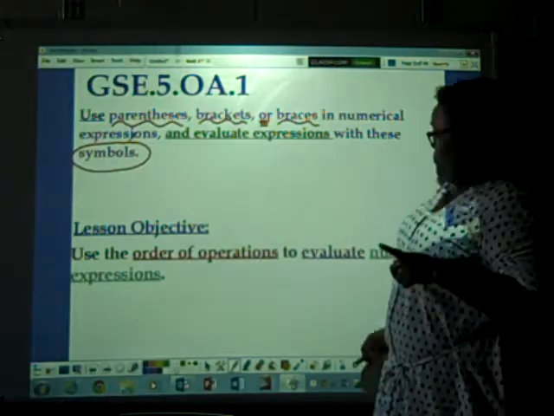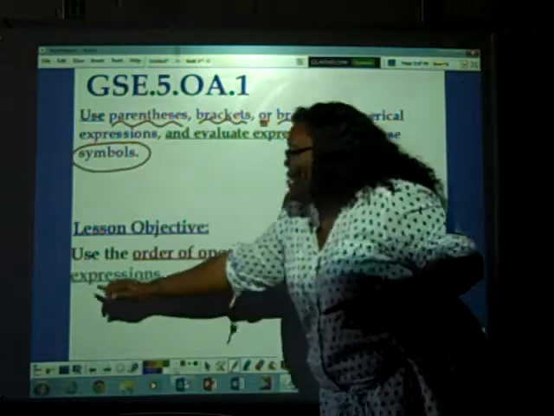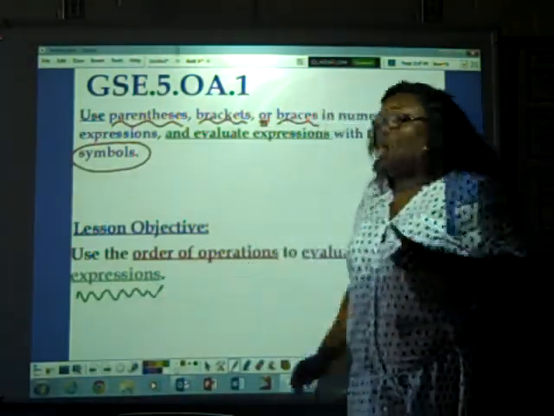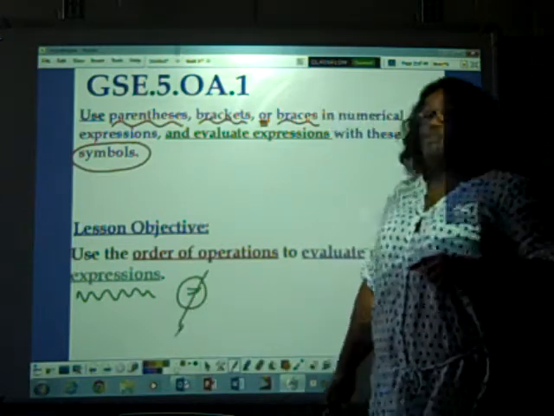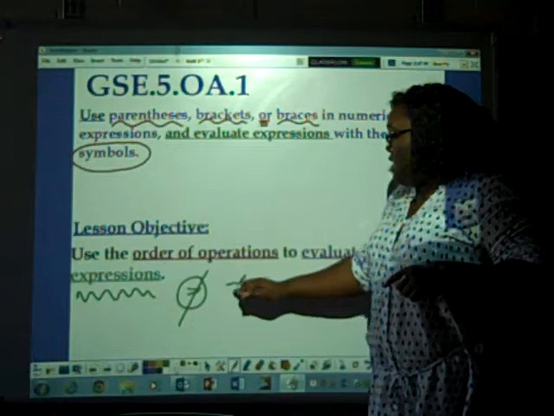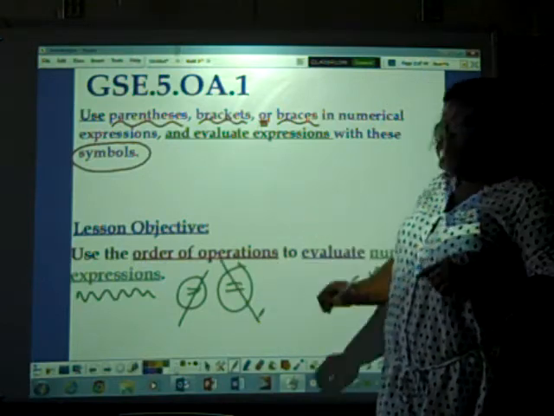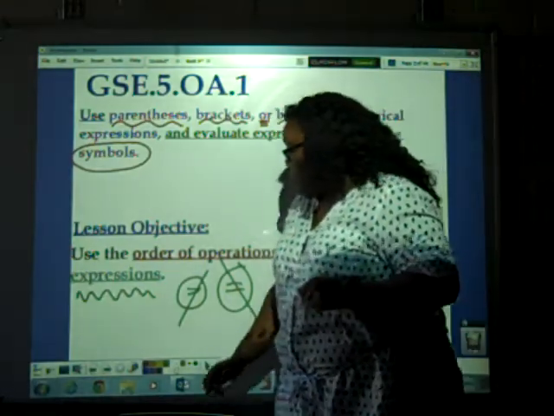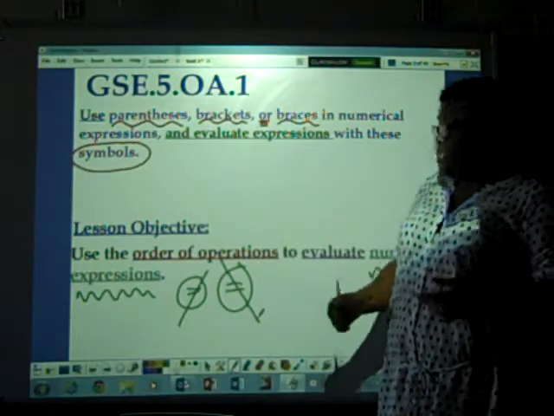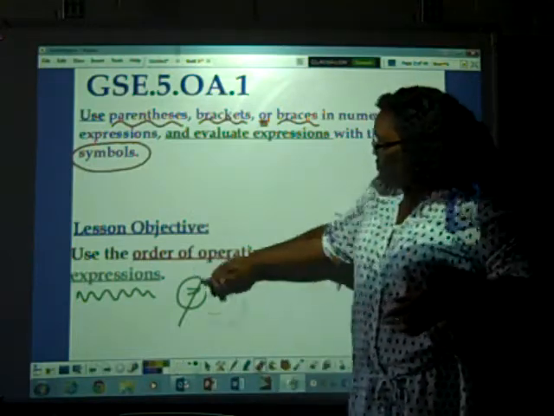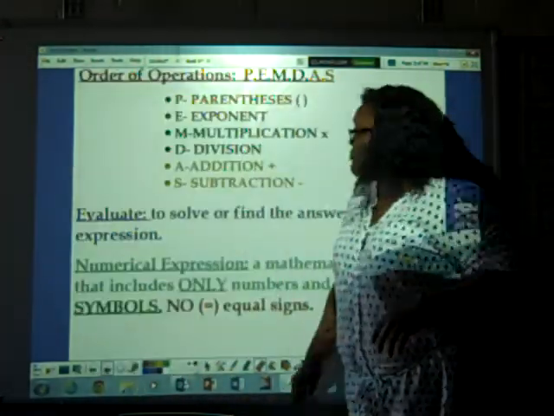Now remember, numerical expressions do not have an equal sign. Remember that. Because once you have an equal sign, it is no longer a numerical expression, it is an equation. Alright, so let's move on to the next page.